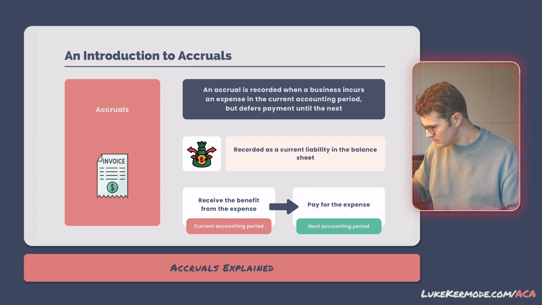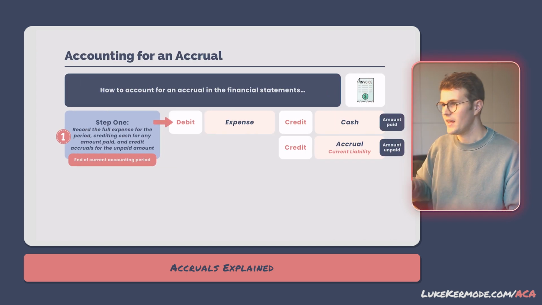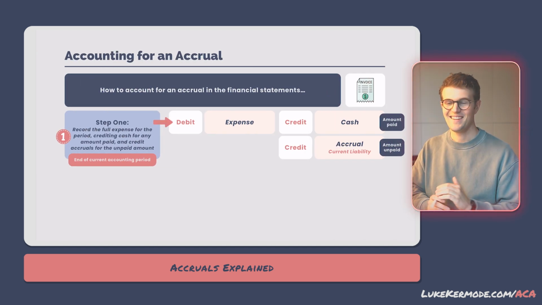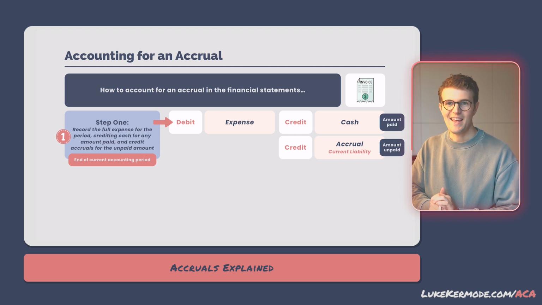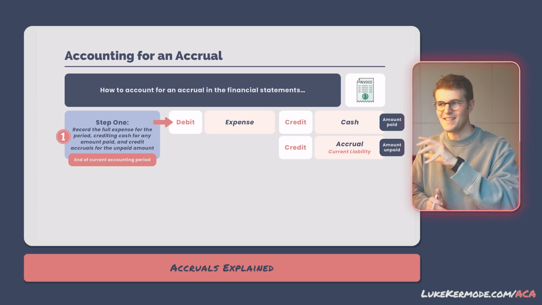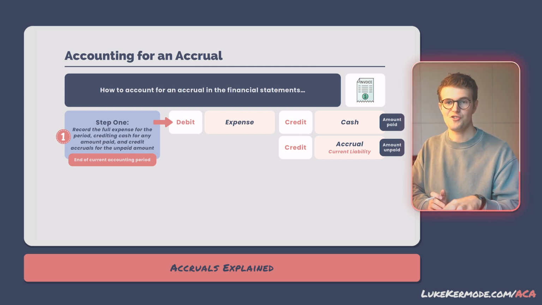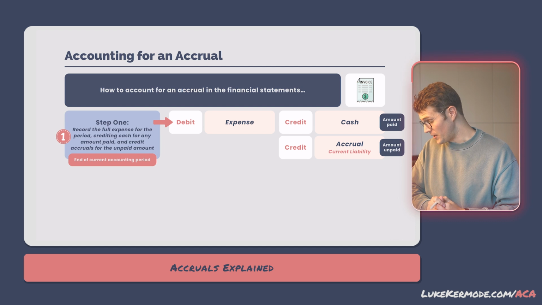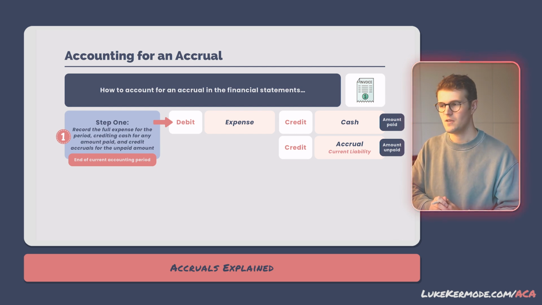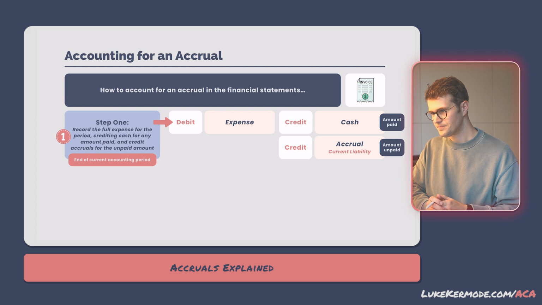So let's look at how we account for an accrual. We start by debiting the relevant expense account in the statement of profit or loss, reflecting the fact that the business has incurred and benefited from the full cost of the expense during the current accounting period. On the credit side, we split the amount. We credit cash for the portion of the expense that was paid for by the business during the current accounting period, and we also need to credit the accruals account to reflect the unpaid portion of the expense, so the amount still owed by the business for the expense at year end.